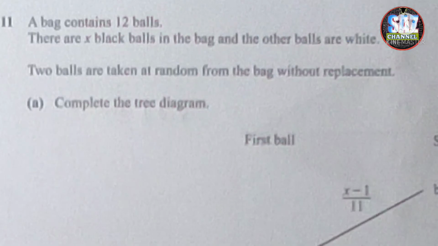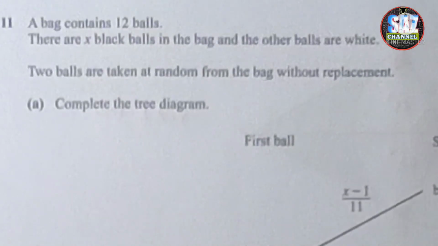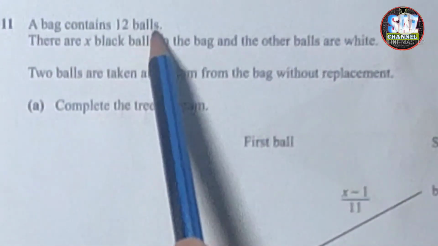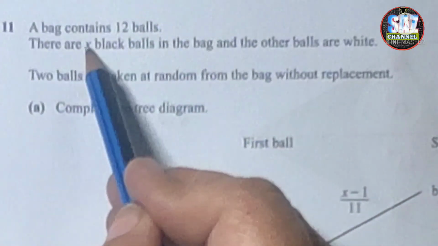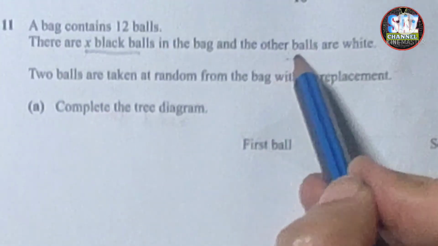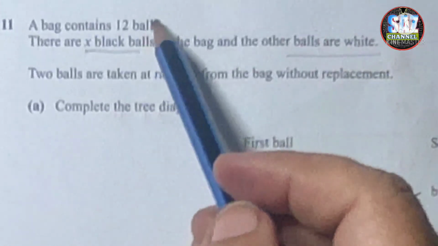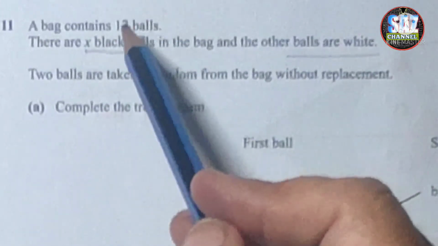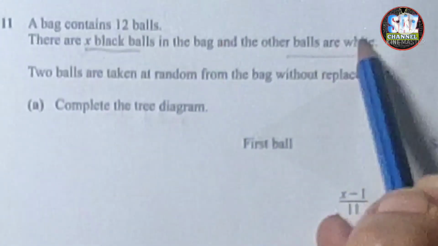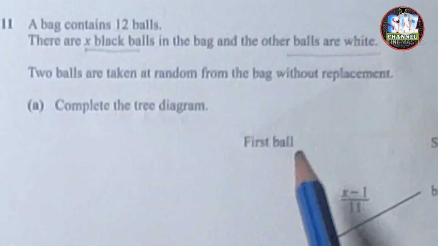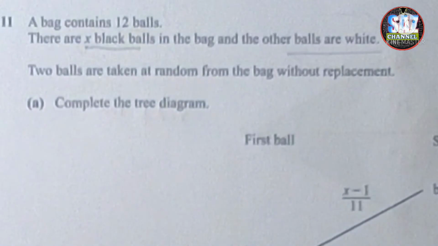Let's move to the next question. Okay, let's read question number 11 carefully. Question 11 says a bag contains 12 balls. There are X black balls in the bag and other balls are white. The total is 12 balls, and the information about the black balls is X balls and others are white. They're not telling us how many balls are white, so it's really important to take help from algebra.